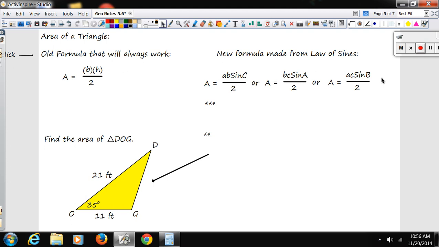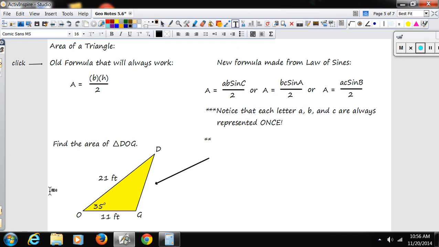One thing you need to notice is underneath this little box right here. Each letter, A, B, and C, has to be represented once. You have to have an A, a B, and a C, and two of them have to be sides. So if I've got sides A and B, then I have to have angle C. If I've got sides A and C, then I need angle B. Basically, what you need is SAS, a side-angle-side. The angle needs to be in between the two sides.